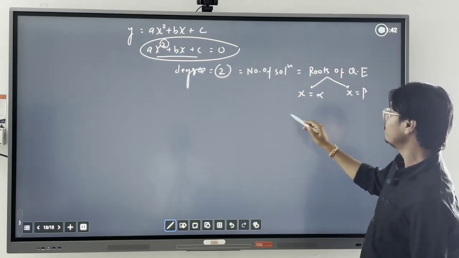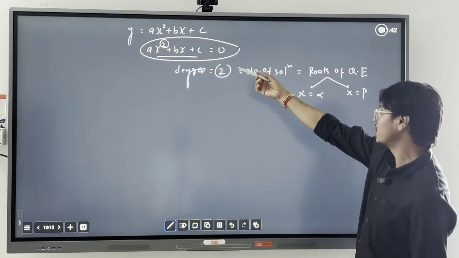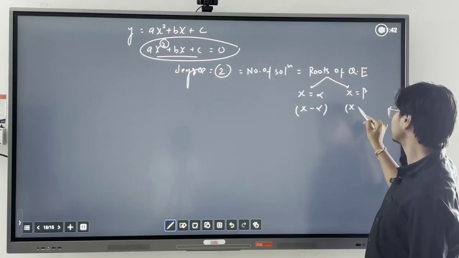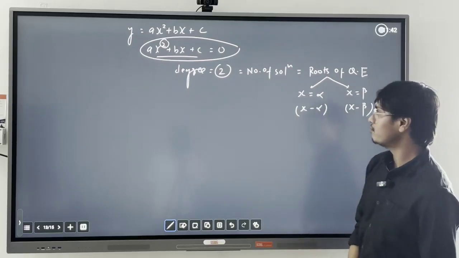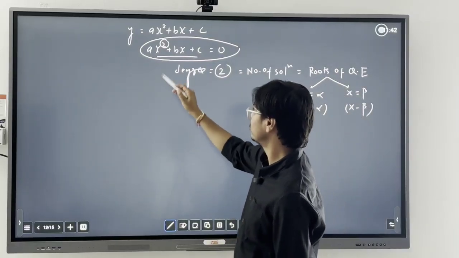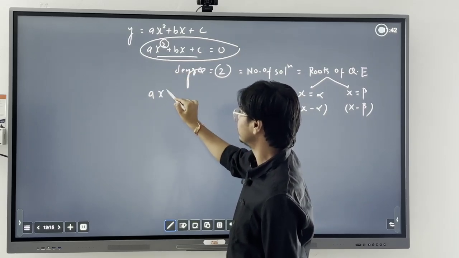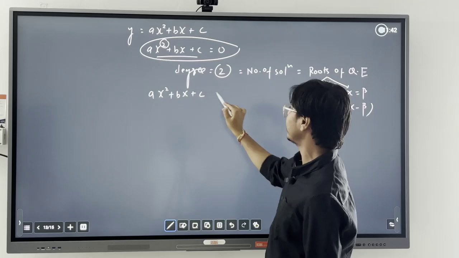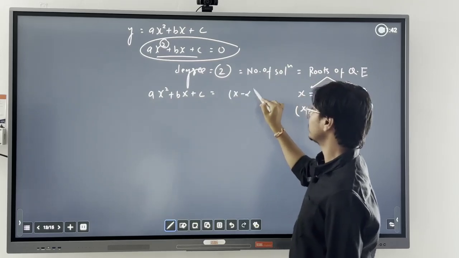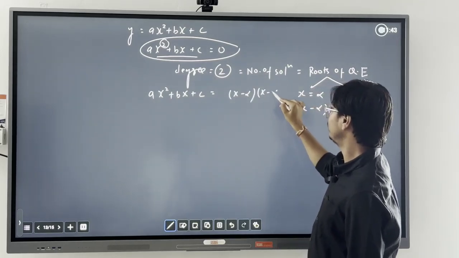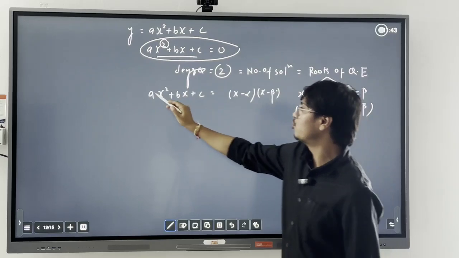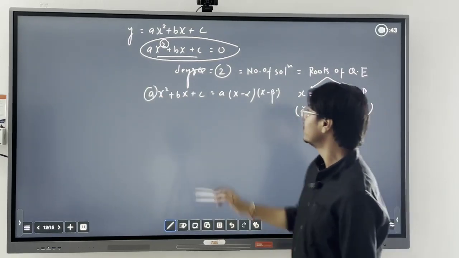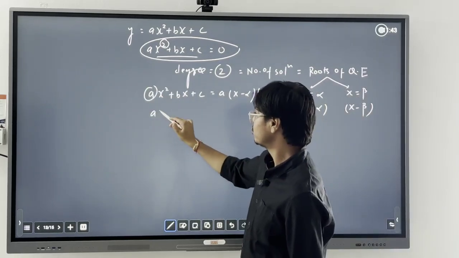So in factor form, this quadratic function or equation has two factors: the first one is x minus alpha and the second one is x minus beta. So this equation can also be written as ax square plus bx plus c having two factors, x minus alpha and x minus beta. Since the coefficient of x square should be the same, and here the coefficient of x square is a, we have to multiply by the constant a. If we compare both of them, that will become a.